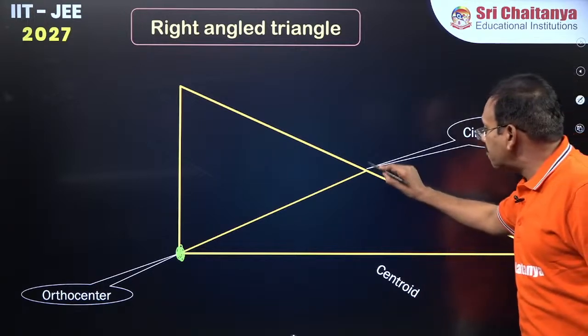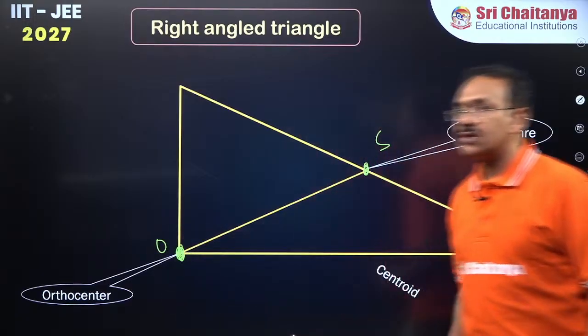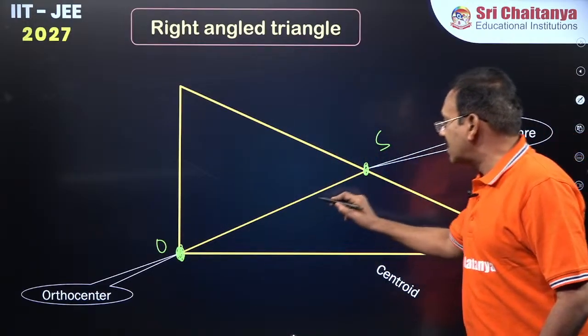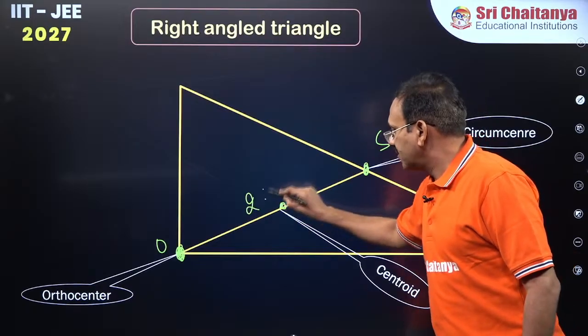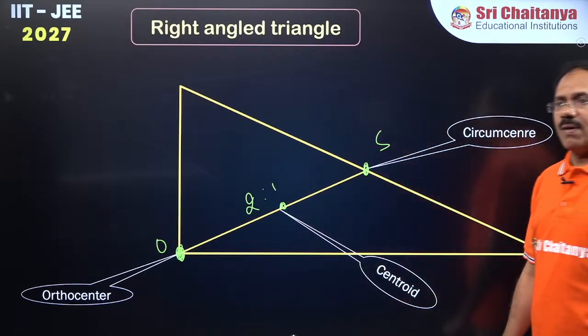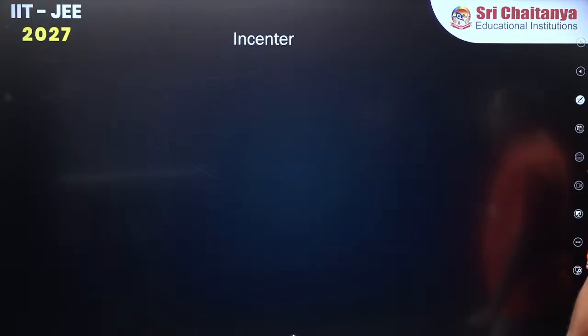It is the midpoint of the hypotenuse. Anyhow, the centroid will be that point which divides this in the ratio 2:1. Please do remember, guys, this is a very important one in a right angle triangle. So the incenter is fine.